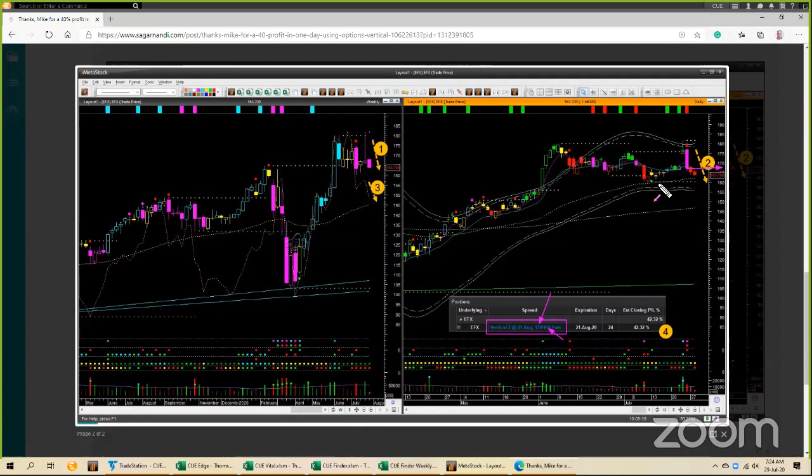Why 160? Because the watermark support was at 160. So I decided to sell 160 leg and buy just in the money leg. 170 buy and 160 sell. I used August expiry. It had 24, 25 days left to expiry. I shorted on this day, Monday.